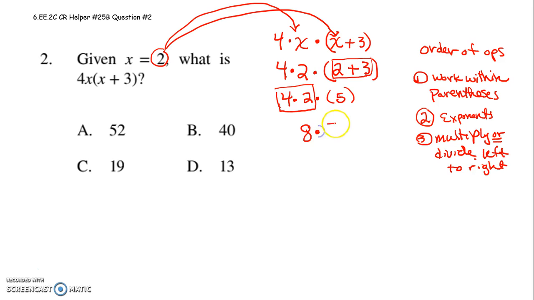We still have 8 times 5. You can keep that 5 in parentheses, there's no need to. So now, again, we've got multiplication left to right. 8 times 5 is 40. Following our order of operations.